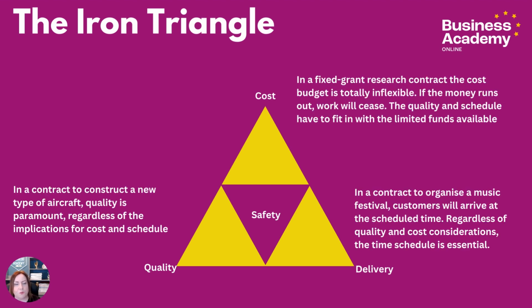Let's look at some examples when we might have to prioritize one over the other. If we look at quality, in a contract to construct a new type of aircraft, quality is paramount, regardless of the implications for cost and schedule. It may cost more to do something a certain way, but it's important because otherwise that aeroplane may not stay in the sky. So in this situation, we are going to focus on quality, and this quality should enhance safety. Safety is in the center because it's directly impacted by all of these three things.